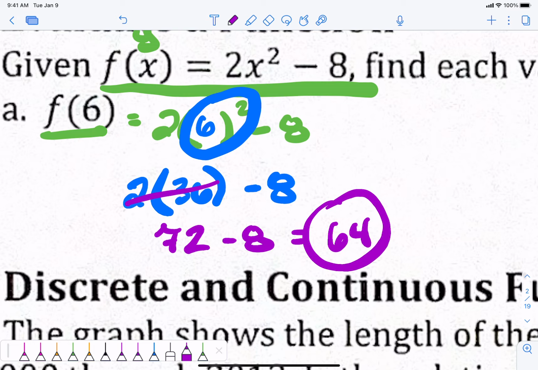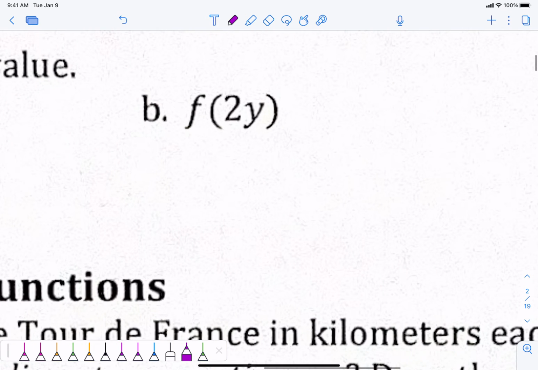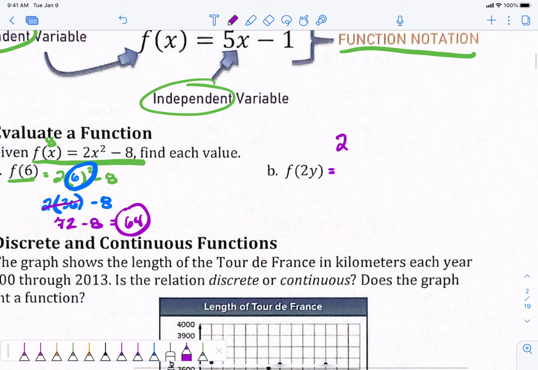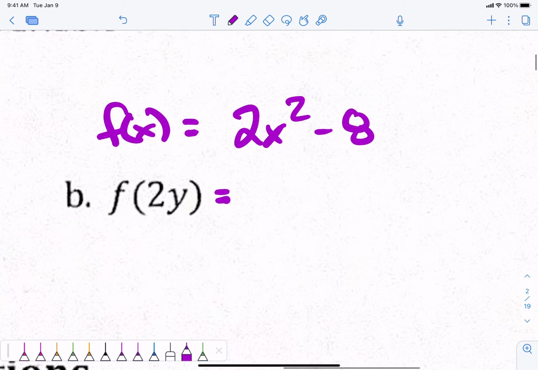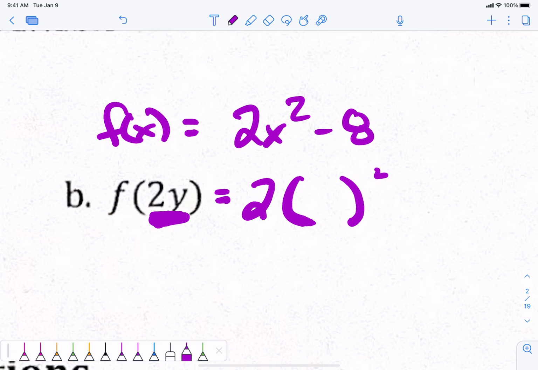Okay, moving on. Here's B. What the heck does that mean? f of 2y. 2x squared minus 8. I'm going to write this over here so I can zoom in. Oh, we put in 2y for x. Yeah, that's all you do. Whatever's in here, it doesn't matter if it's ugly, we plug it in for the x. So 2x squared minus 8, we're going to plug in 2y into that spot.